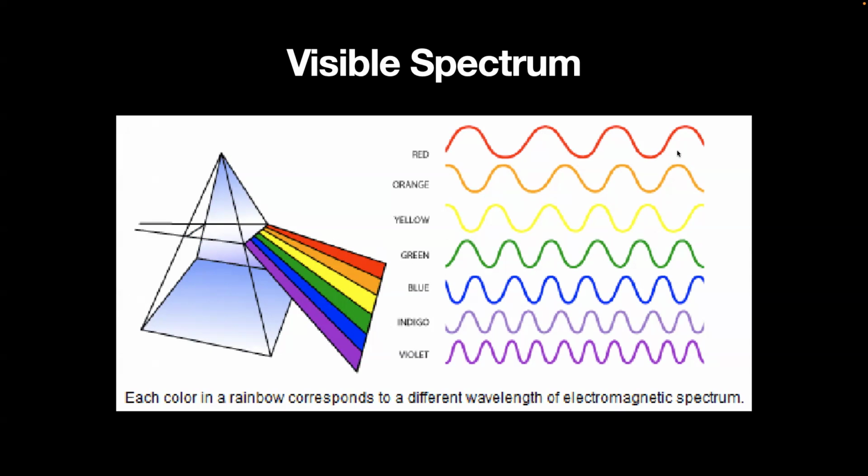On your screen here, this is trying to demonstrate the different wavelengths of light that we see. So red light has a very long wavelength, and as we go down, those wavelengths get shorter and shorter until we get to violet light, which in the visible spectrum has the shortest wavelength.